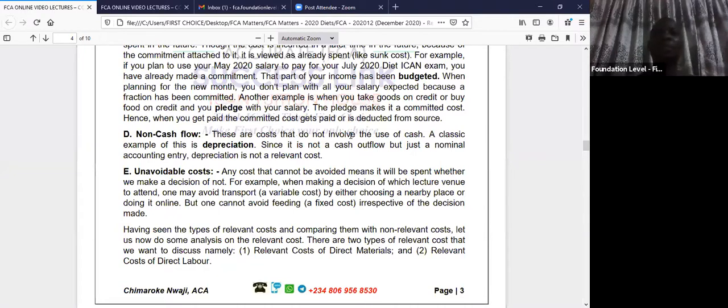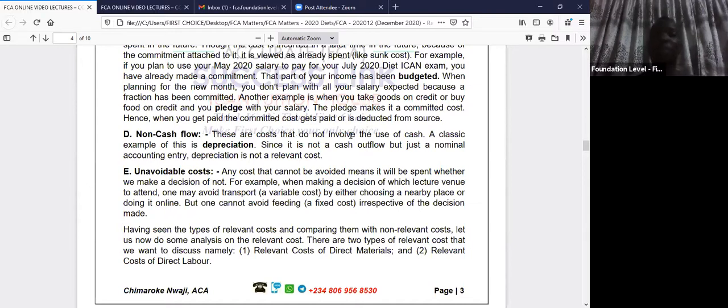Let's say you have a choice to decide where to attend lecture. Now, these choices could be one, attending a weekend class near your house where you don't spend transport. It's a relevant cost because one, you can avoid it. Maybe you don't like the center or you are too familiar with the people there. You can avoid it. That's one.